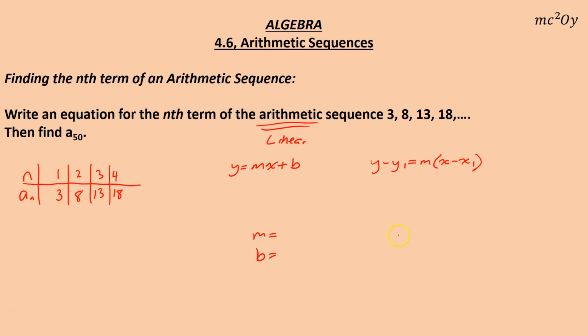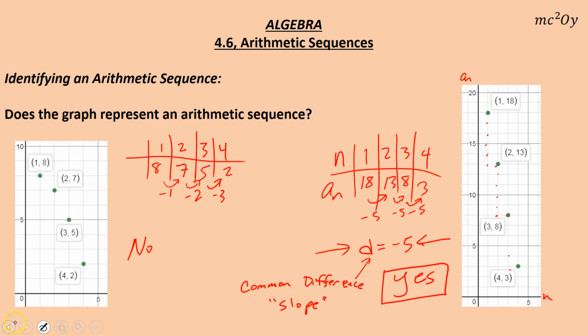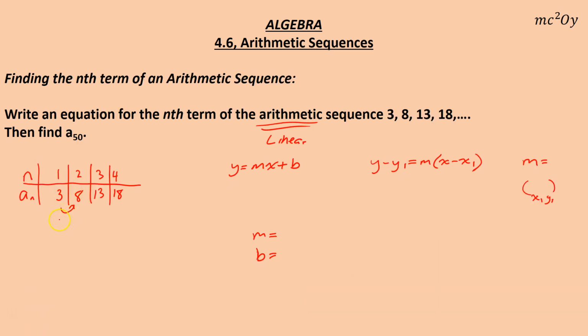To write one in point-slope form, I need to know m and a point, a coordinate, x1, y1. Well, I've got to know m no matter what, and I told you a second ago that m is actually d, right? That's slope. Our slope is actually the common difference. So look, I'm going up 5, going up 5, going up 5, okay? So it looks like d equals 5, which means m equals 5. That's good to know, m equals 5.